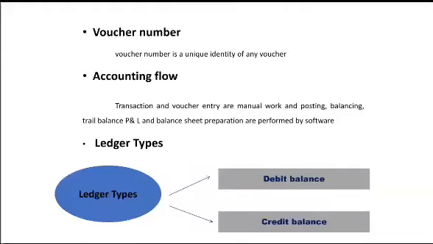Next one is accounting flow. This gives the details of how the transactions take part. In this accounting flow, there are 7 sections. First one is transactions and voucher entry process. This is purely manual work. It is done manually by people. After that, posting, balancing, trial balance, profit and loss and balance sheet preparations are performed by software. These are all done by software.